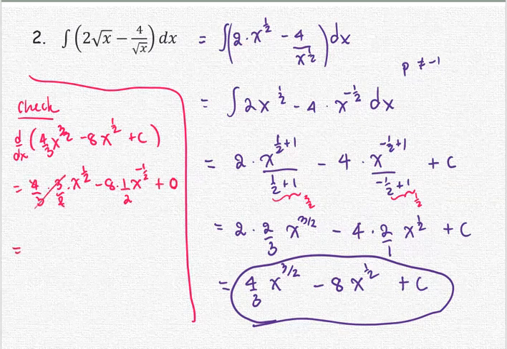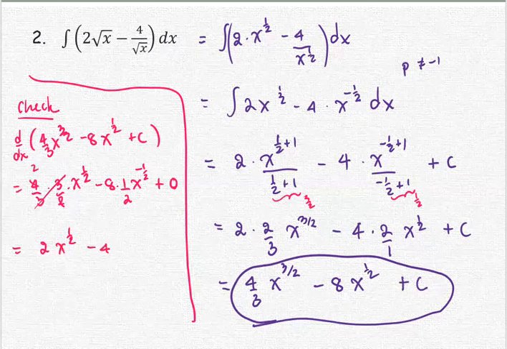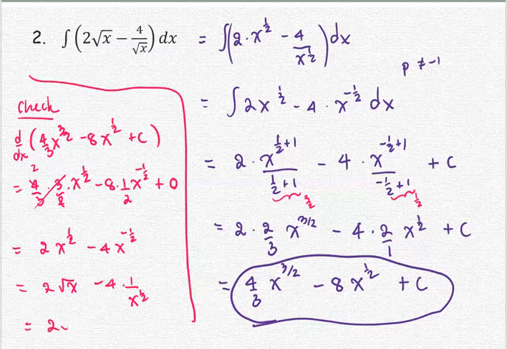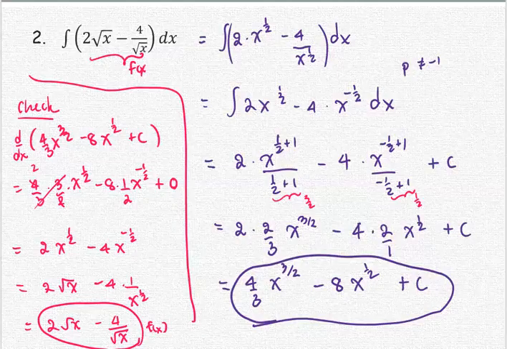Simplify the numbers to get 2 times x to the power 1/2 minus 4 times x to the power negative 1/2. And the power 1/2 is the same as the square root x. The second term, the negative power, is the same as the reciprocal of the positive power. And then we write the second term in radical form. Now we obtain the same integrand. So check.